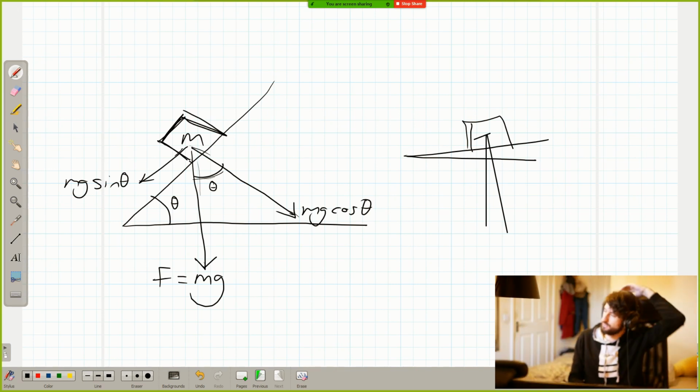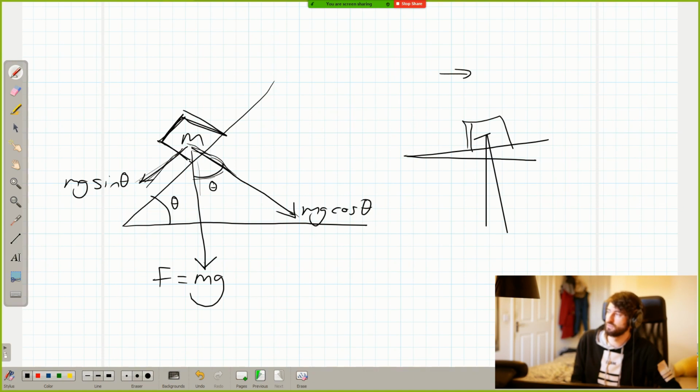We've got this component, right? And we want it in terms of the slope. So we don't always want stuff in x and y. We want them at weird angles. So we want this angle relative. We want this direction and this direction, because that's the motion we care about.